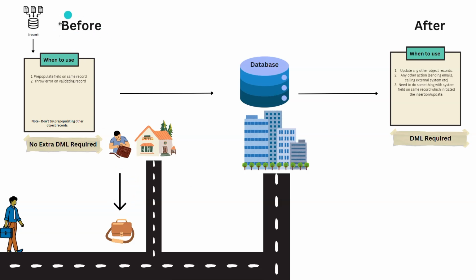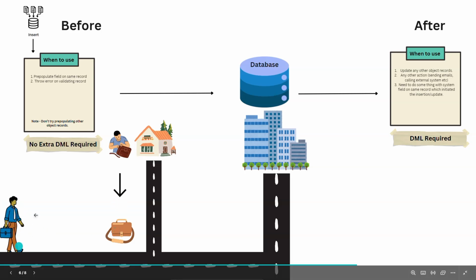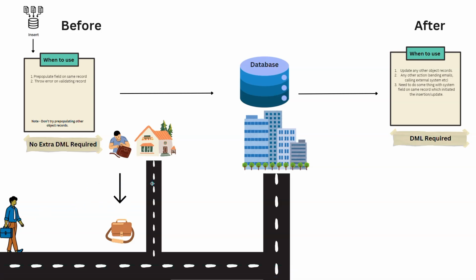So when you use a before trigger, there is no requirement for extra DML. You can compare this organization to a database, and you can say this is a before trigger, and this is the logic which you have written in the Apex trigger. And this friend, you can relate to the user creating a record. Okay, so coming to the next slide.